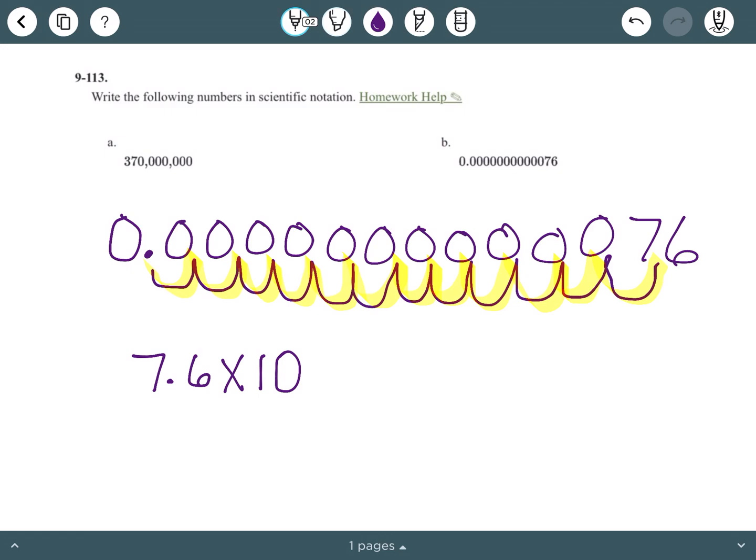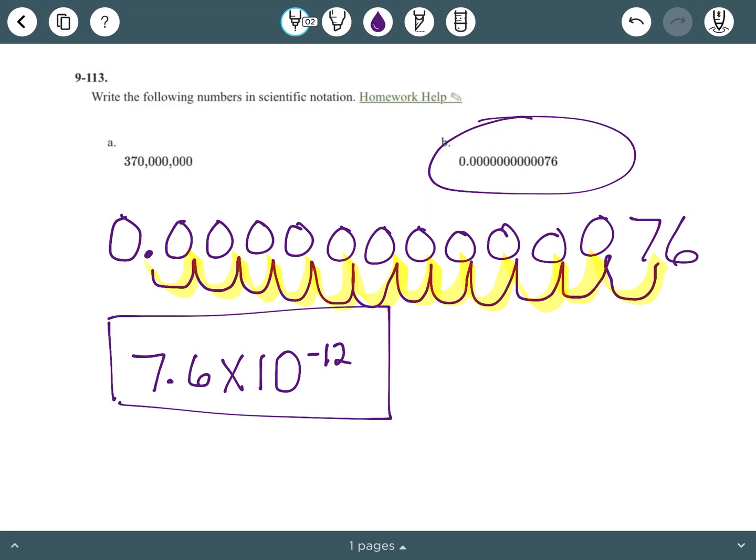Now, is it going to be positive or negative? It's going to be a negative exponent because my original number that was in standard notation is less than 1. So if you have a number starting out that's less than 1, you're going to have a negative exponent. Or if you move the decimal to the right, it's going to be a negative exponent. So whichever way helps you remember better, stick with that. And this is our answer in scientific notation for part B. So that is all for problem 913.